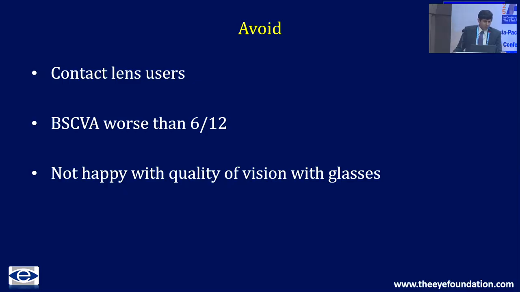And it's probably best to stay away from patients with a best spectacle corrected visual acuity of worse than 6/12 even after a regularization. And if the patient is simply not happy with the quality of vision with glasses, then you can be fairly certain that this is a patient who is not going to be happy after a toric phakic intraocular lens implantation.